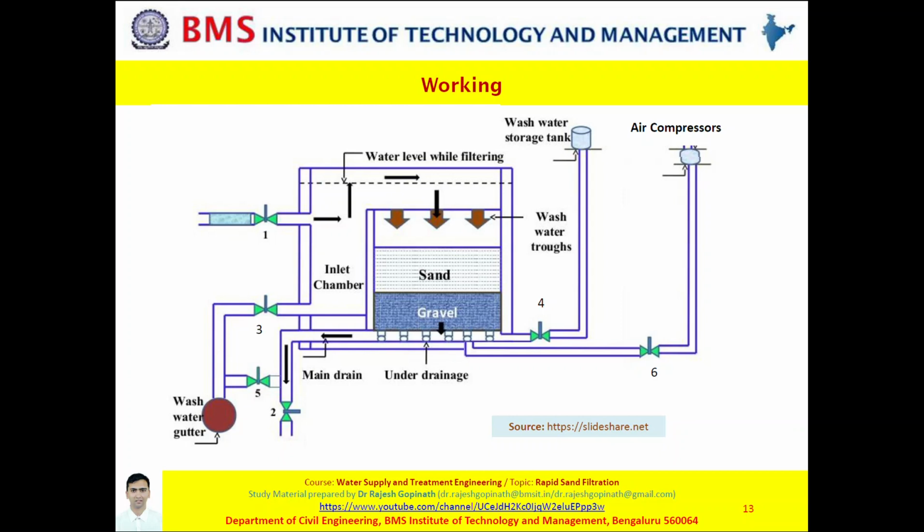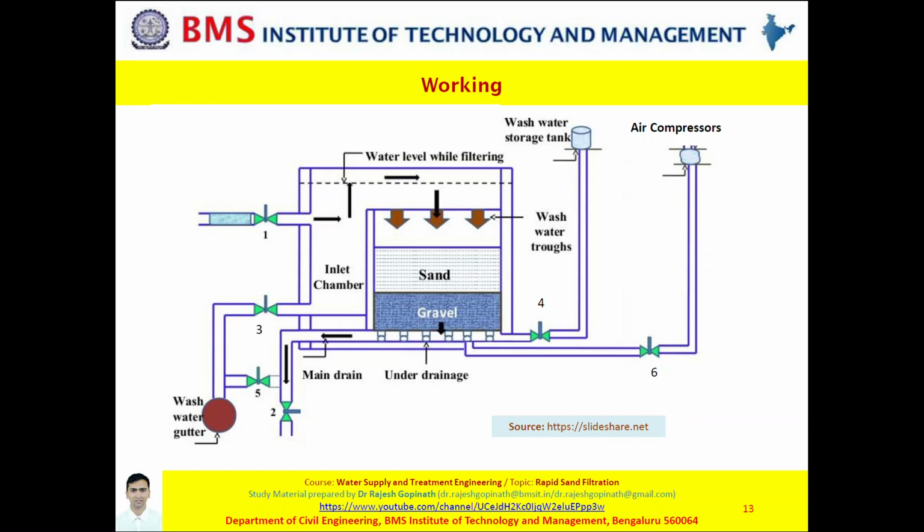Now, let us see how the rapid sand filter would function under normal circumstances. All the valves are to be closed except valve 1 and 2, which means during normal functioning, valves 3, 4, 5, 6 remain closed and only 1 and 2 function. That is, 1 which permits the raw water to enter and 2 which permits the filtered water to be removed.